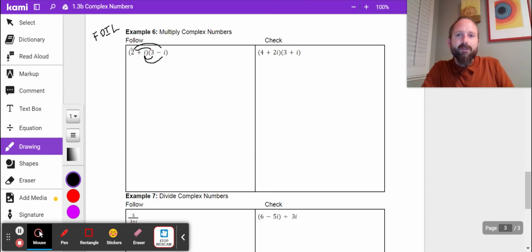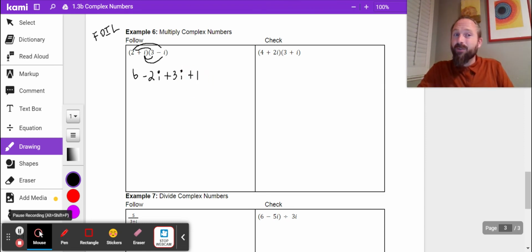Look at this. We're going to multiply the firsts. So if we multiply the first, we get 6. And the next one is the outsides. 2 times minus i would be minus 2i. And then we do the inside. So i times 3, so now that's plus 3i. And we do the last, which is i times i, but it's negative, and i times i is -1, and -1 is +1.